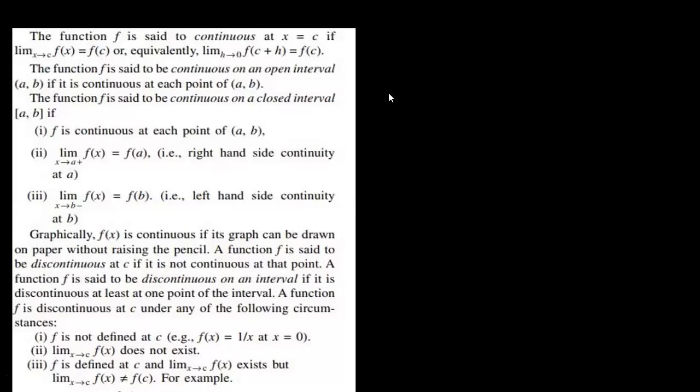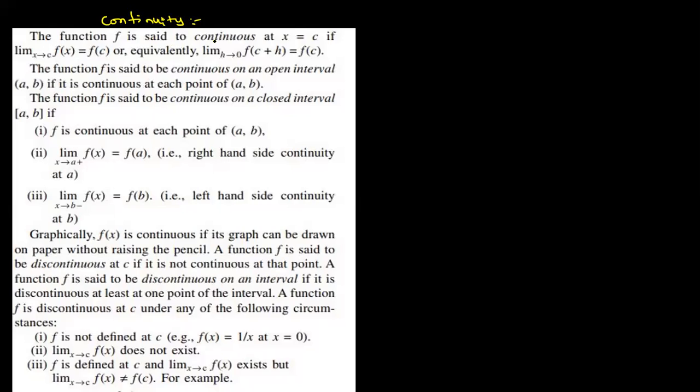Very good morning, dear students. The chapter name is continuity.